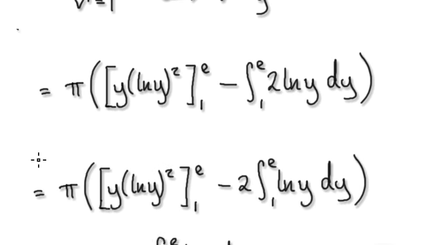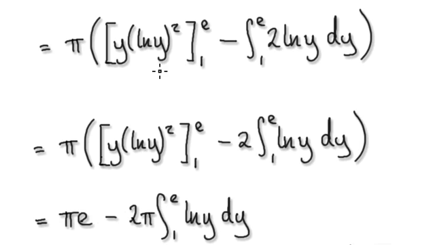Now let me think. This here is a constant, so take it out. That takes us to here, and now let's evaluate this. When you put e into here, what is the natural log of e? The natural log of e is 1. So this whole thing is 1 squared, which is 1, times e.